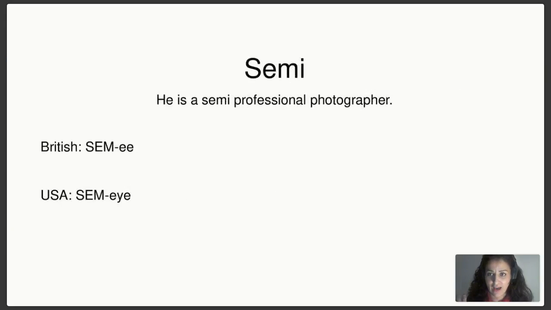Let me know if I speak too fast, if I get nervous and speak too fast. Okay, another one. I've only got a couple more on this before I move on. Semi. He is a semi-professional photographer. And in America, they say semi. He is a semi-professional photographer. So we focus on the E sound in the British, sem-E, and the I sound, sem-I, in the American pronunciation.